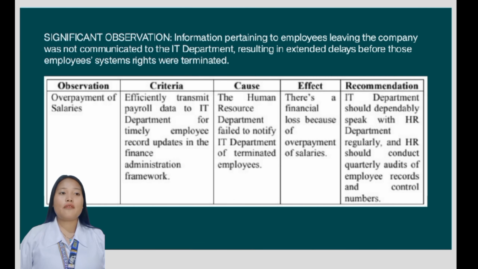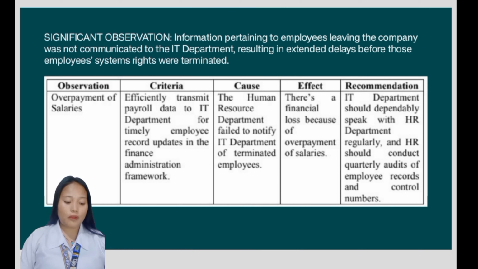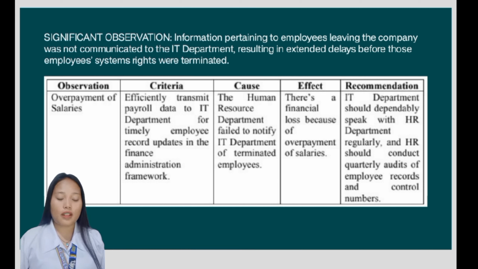So next significant observation, information pertaining to employees leaving the company was not communicated to the IT department, resulting in extended delays before those employee access rights were terminated. So in the table, basing on the recommendation, the IT department should regularly communicate with the HR department, and HR should conduct quarterly audits of employee records and control numbers. So it is clearly stated here that regular communication between IT department and HR is crucial for ensuring data security, compliance, and smooth operations within an organization.